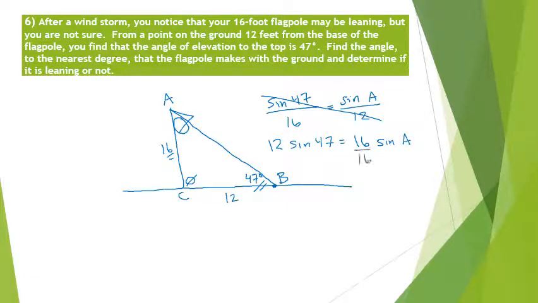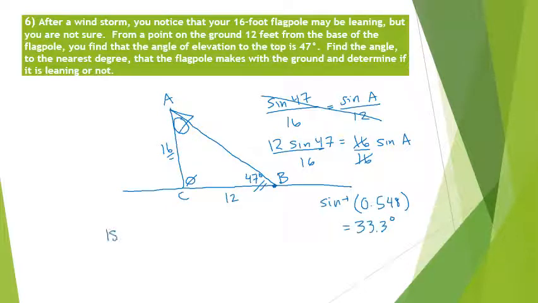The A is trapped inside the sine, so all we can do is divide off the 16, and then we'll have to use sine inverse to get the A out of the sine. Okay, so I'm going to type 12 sine 47 divided by 16 in my calculator, and I get 0.548. And then do the sine inverse of that. Okay, and I get 33.26, so 33.3. All right, so that was angle A.